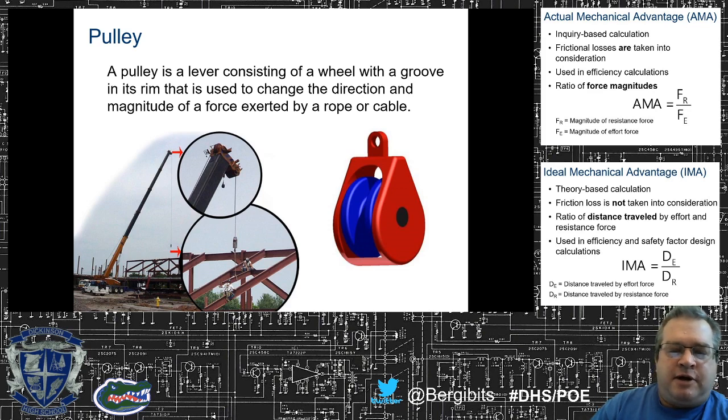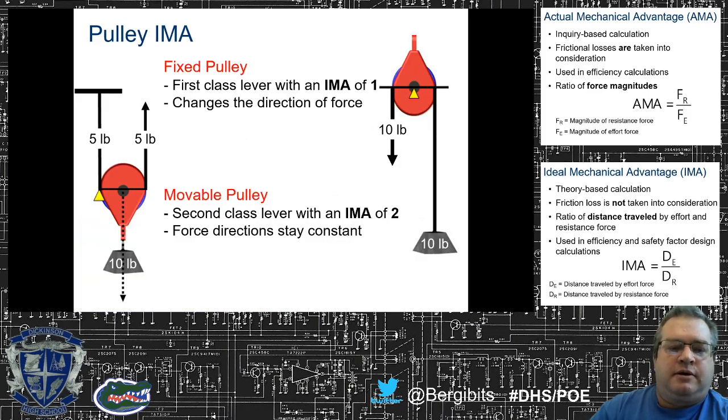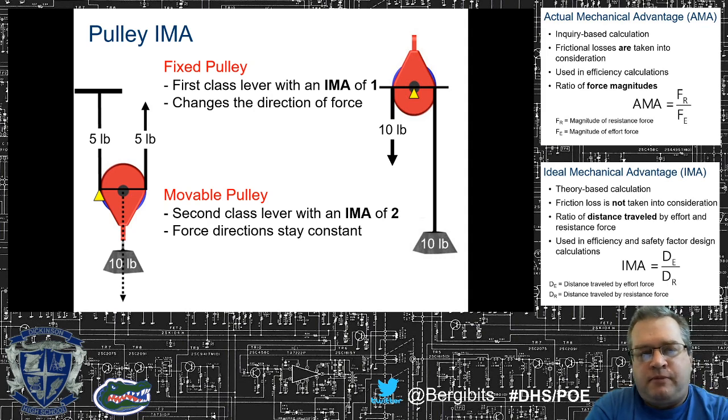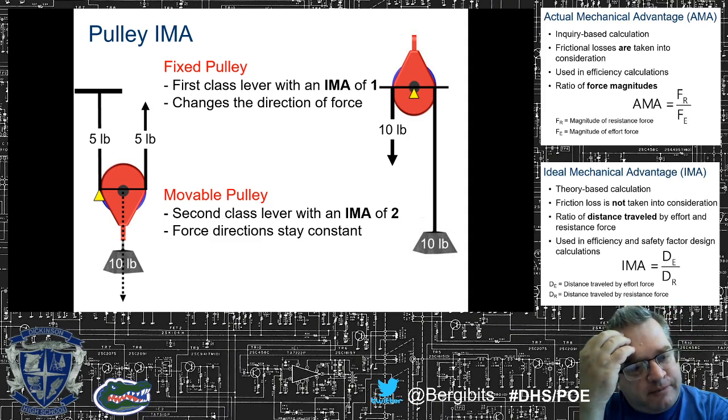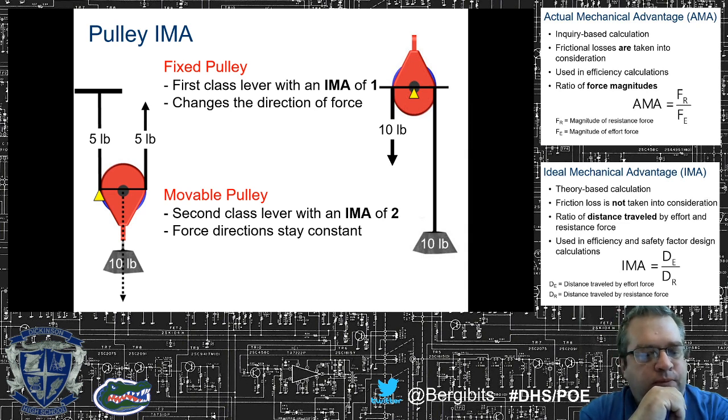It changes the direction of the magnitude of force exerted by a rope or a cable. The illustration on the right is a fixed pulley, a first class lever with an IMA of 1. It changes the direction of force. The illustration on the left is a movable pulley, so the pulley is going to go up and down, and it has an IMA of 2. Force direction stays constant.